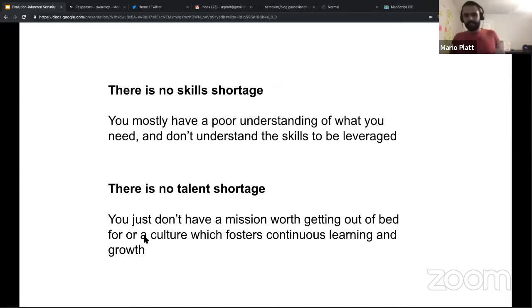So first, some things that I don't agree with. I don't think there's a skill shortage, right? Mostly we have a poor understanding of what we need, and we don't understand the skills that need to be leveraged to do good security coming into the 2020s, right? And also, we don't have a talent shortage. We probably don't have a mission worth getting out of bed for, or a culture which is fostering people to actually be wanting to, right?